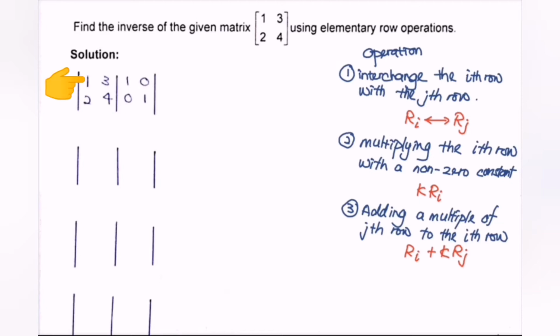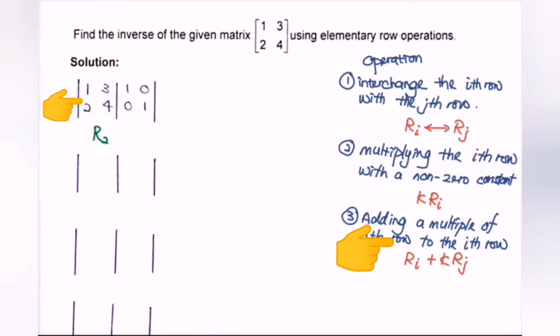Number 1, we already achieved our objective, which is 1 for the first row and first column, the A11. Next, we are going to focus on the 2. For the 2, we are going to use the formula for number 3, where row 2 will be our main focus. Then we have to make sure the 2 becomes 0. So referring to operation number 3, here we have R2 plus k R1.